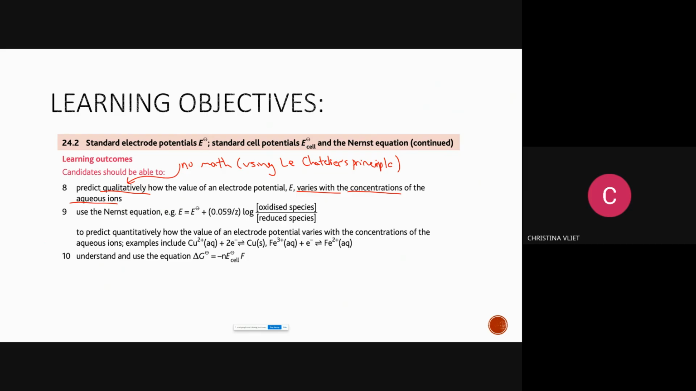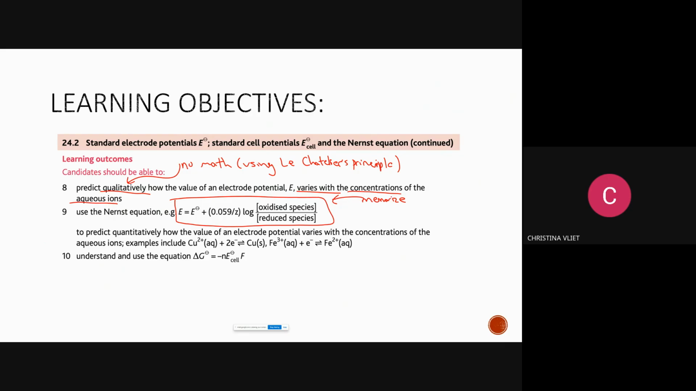And then it says use the Nernst equation. And so the Nernst equation is this one. And I would say, although they give it to you on some tests, I would go ahead and memorize it. Use the Nernst equation. E equals E for a half cell plus 0.059 divided by Z times log of, actually, oxidized species over reduced species.